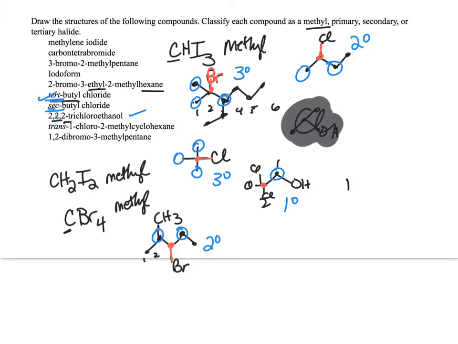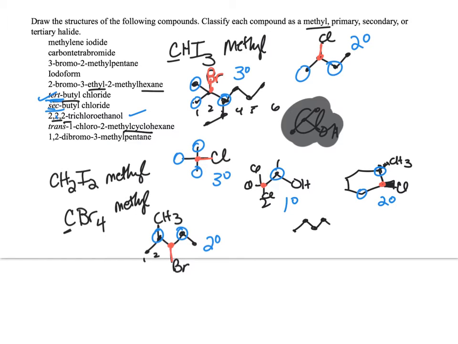Okay, so cyclohexane, 2-methyl, 1-chloro. When we have trans, so just make one go at you, the other one go down. And then we look at the carbon that's bonded to the chlorine and say, how many carbons is that carbon connected to? And we see it's 2, so that would be tertiary.